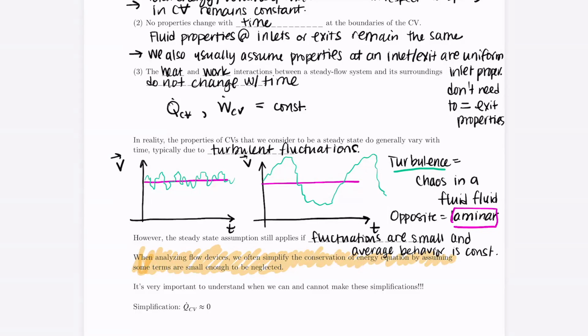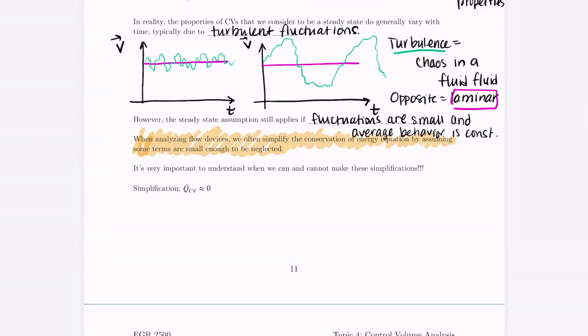So it's really important to, first of all, know what governing equations you want to use, and then also be smart about the simplifications that you make. Okay. So in the next few little bits here, we're going to talk about when we can and cannot make certain simplifications that are going to be very convenient for us. For example, simplifying that Q dot for the control volume is approximately equal to 0. This is okay to do if the following is true.